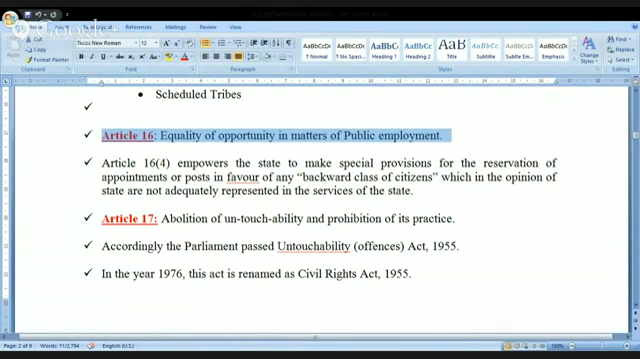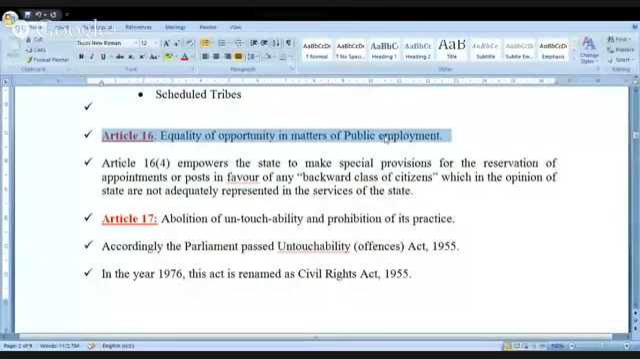What do you mean by public employment? When I use the word public employment, these are the employment opportunities under the government, maybe the central government, maybe the state government. There should be no discrimination and the opportunities should be open for all the people equally. That is the basic idea. And this particular article is providing equality of opportunities in public employment.